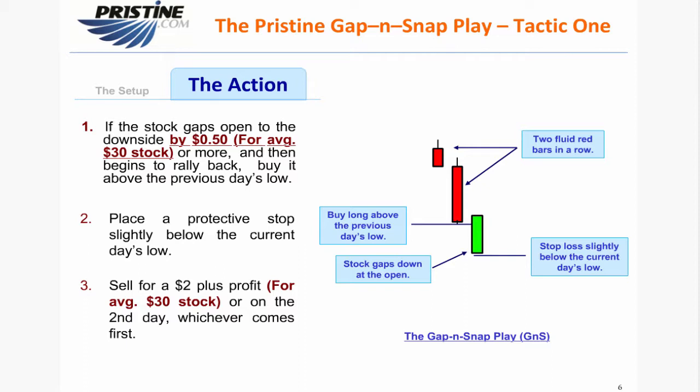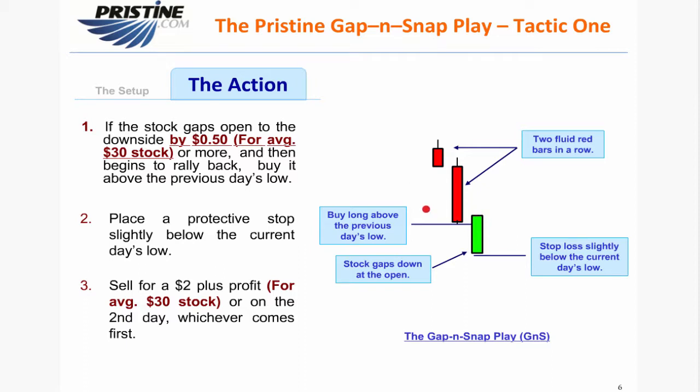And we'll then look to sell this for a $2+ profit, or on the second day, whichever comes first. Right? So that's the gap and snap. Basically, you've got at least 2 days down, then a gap down, so things have become short-term climactic to the downside. If the stock can rally back up and reclaim yesterday's low, you're going to look to enter it long. All right? And then you look to hold it for a $2+ profit, multi-day run up into resistance.